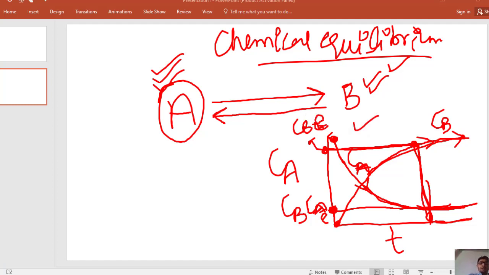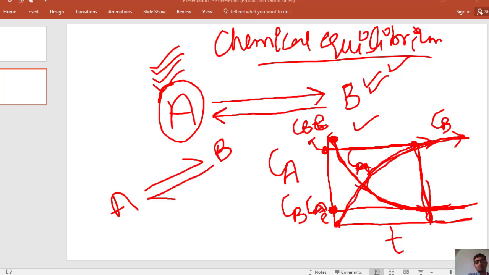So at the start the concentration of A was very high and the concentration of B was 0. When the reaction started, the concentration of A decreased with the passage of time and the concentration of B increased. A time was reached when equilibrium was achieved, and at that time 1 molecule of A was converted into B, and 1 molecule of B was converted into A.